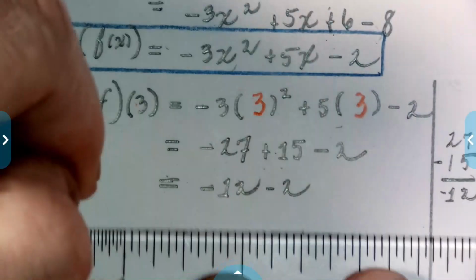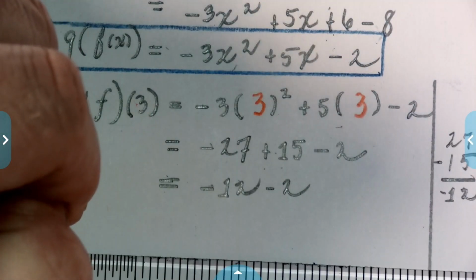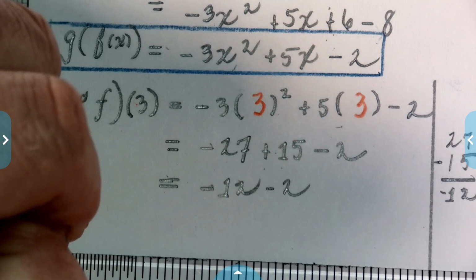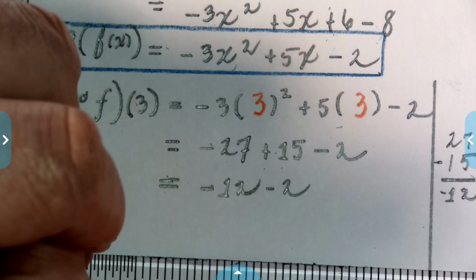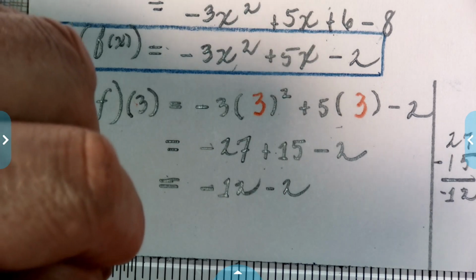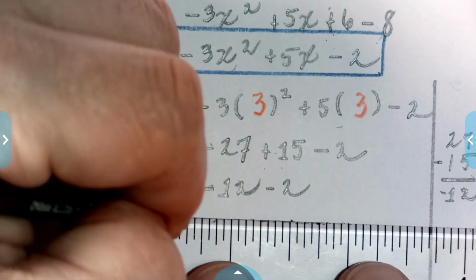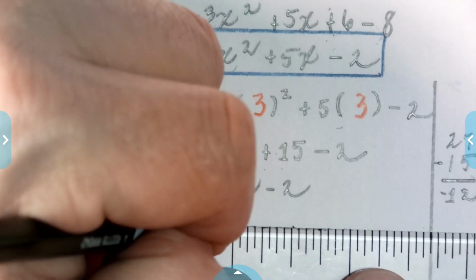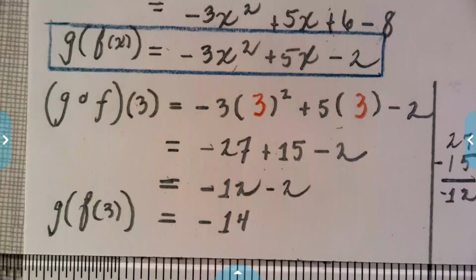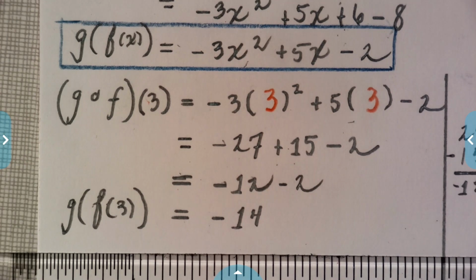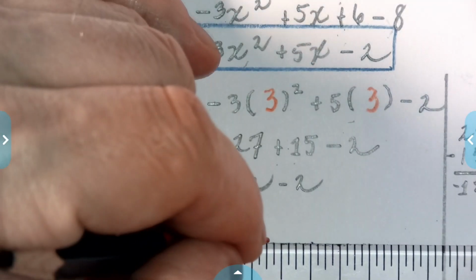So G of F of 3 is -14. All right, and that is the red box answer.